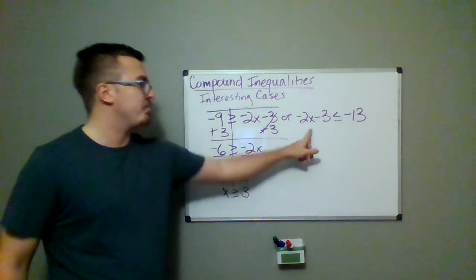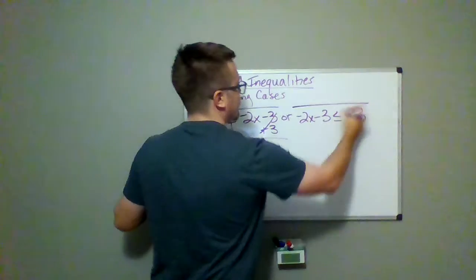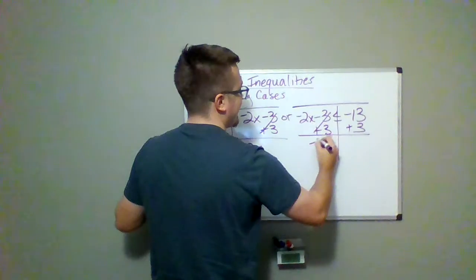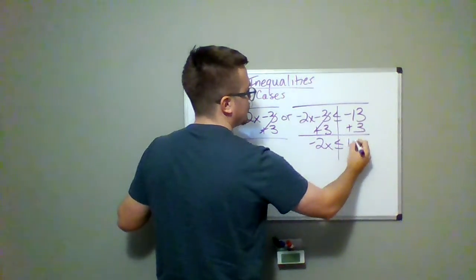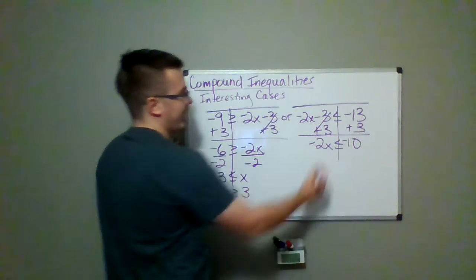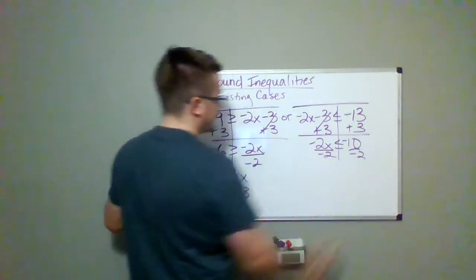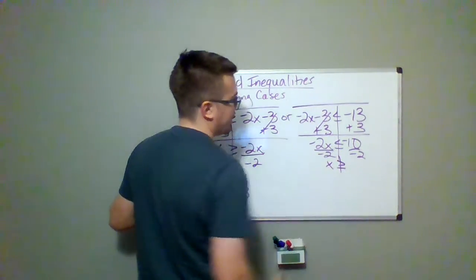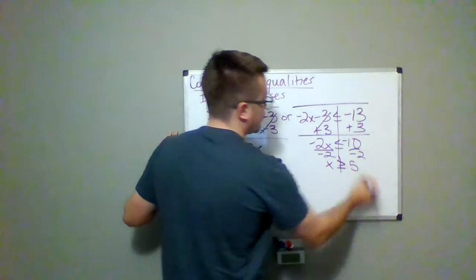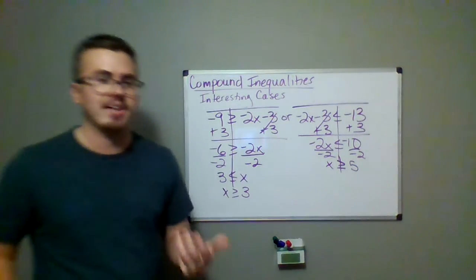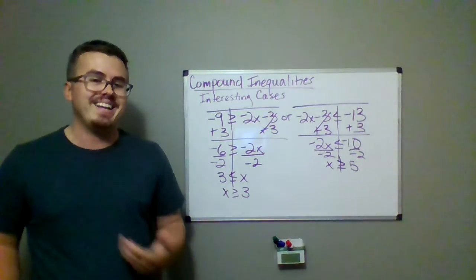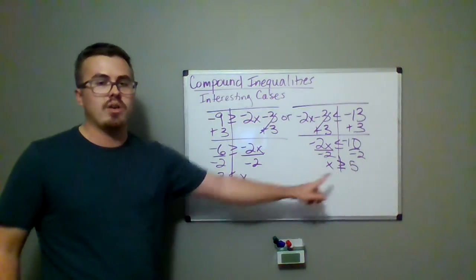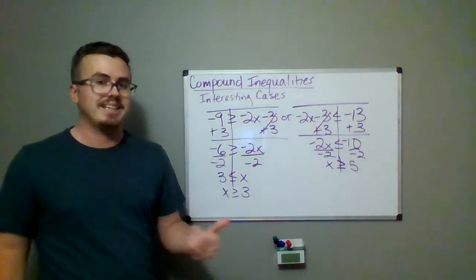Now I'll do a similar thing to the problem on the right. Make my t-chart, add 3 to both sides. That leaves me with -2x is less than or equal to -10. Then I have to divide by -2, and just like we did over here, we've got to flip that inequality. So it becomes x is greater than or equal to +5. And I don't need to flip anything because x is on the left side. Now, one interesting thing that you might see here is both of these say greater than or equal to. That's what makes this an interesting case.